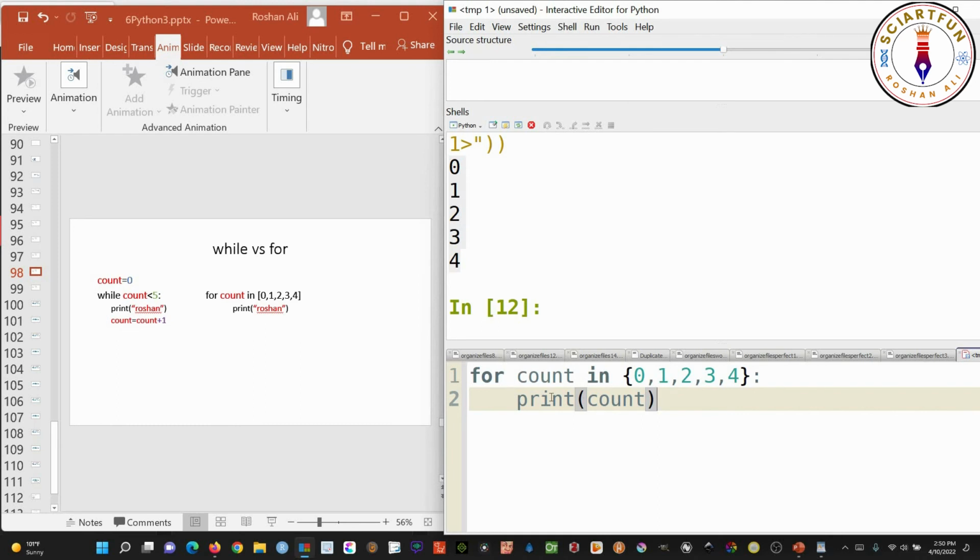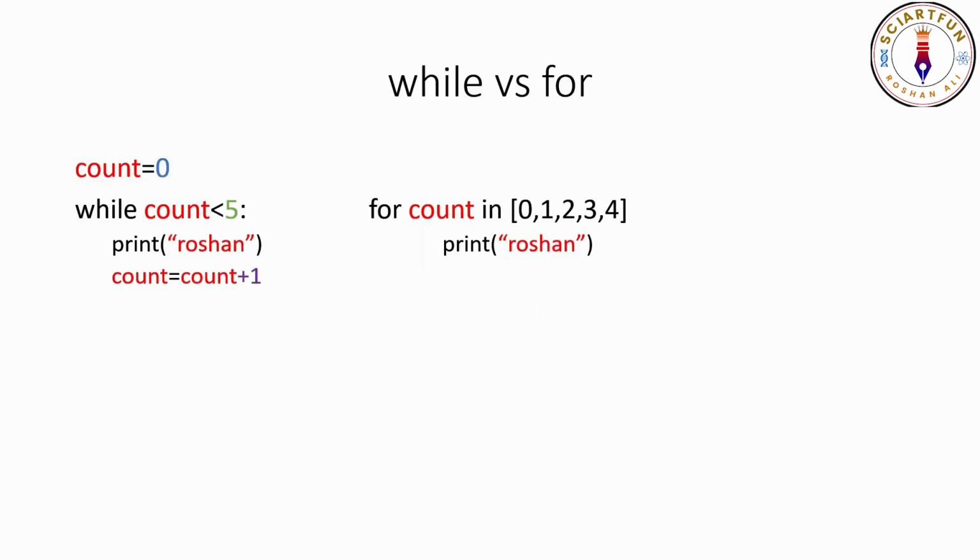Now let's take a different example. Instead of printing the count, let's print something else. For example, print Roshan. Let's test this with both loops.